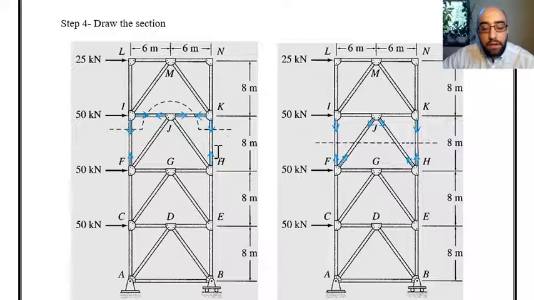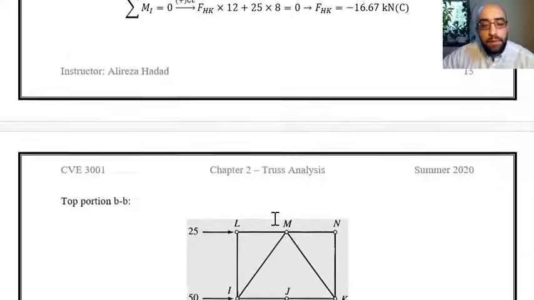With solving lots of examples and more problems, you can have some vision about drawing these section cuts, and then by using this approach you can simply find the forces in the members that you want in a truss without the need of analyzing the whole truss. It was the method of sections.